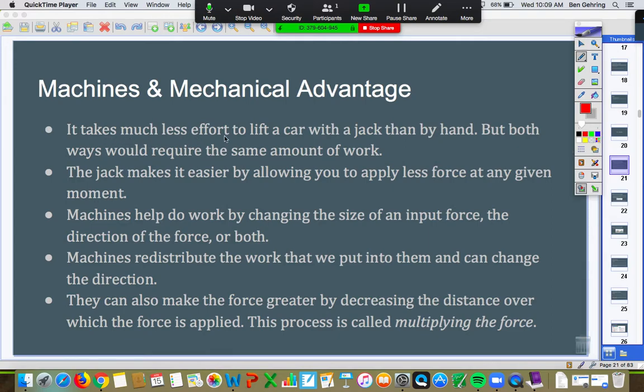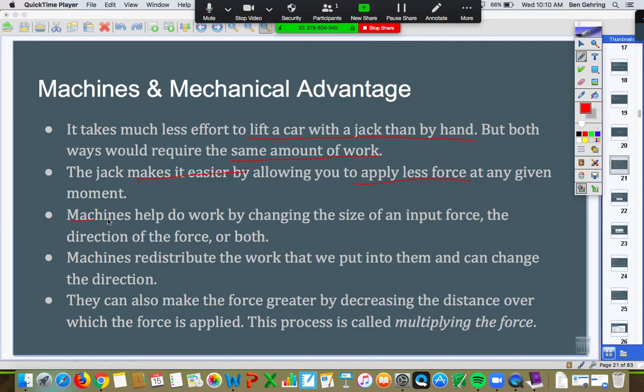So it takes much less effort to lift a car with a jack than by hand. If you ever get a flat tire, it's way easier to lift a car with a jack than by hand. Both require the same amount of work because you're still moving the same object over the same distance. But jacks make it easier by allowing you to apply less force at any given moment.